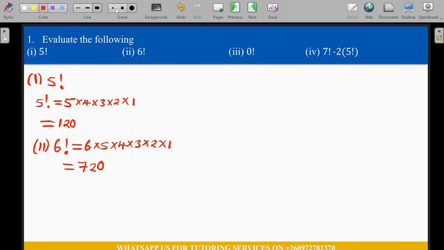Then we move to part 3. For part 3, we have 0 factorial. So 0 factorial, that's a product which is equal to just 1.